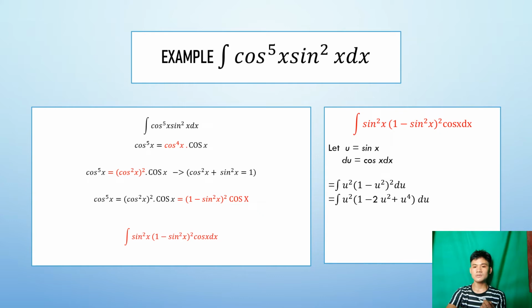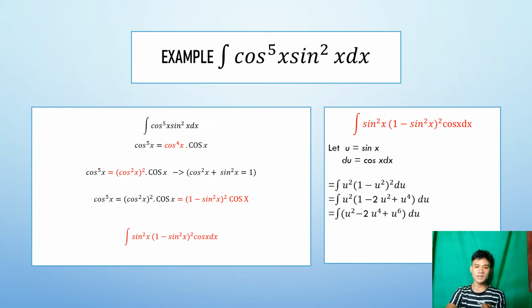First, we just square 1 minus u squared. So we have the integral of u squared, a quantity of 1 minus 2u squared plus u raised to the power of 4, du. And then we distribute u squared to the quantity. So we have u squared multiplied by 1, so u squared, then u squared multiplied by negative 2u squared, so we have negative 2u raised to the power of 4, plus u squared multiplied by u raised to the power of 4, so we come up with u raised to the power of 6, du.